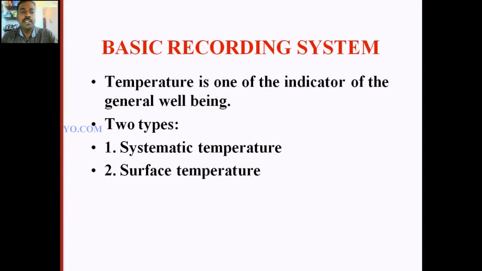Next, the basis of the recording system. Actually the temperature measurement is one of the indicators of general well-being. The basic recording system, that means the temperature measurement system, is one of the indicators of general well-being. So human body temperature is a very important thing because it indicates the human body status. Whether the human body is in a normal or abnormal condition is first measured by the temperature.